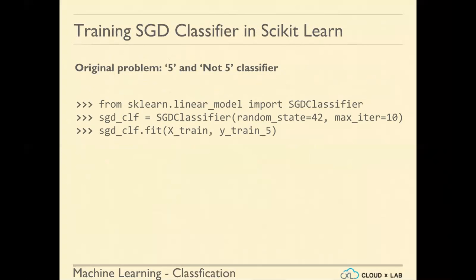Now let's go back to the original problem. The original problem was a 5 and not 5 classifier, right? So instead of identifying all the images, what we are going to focus on first is identifying whether one image is 5 or not 5. And how do we translate our problem into that? We will translate it by changing the value of y to 0 and 1.